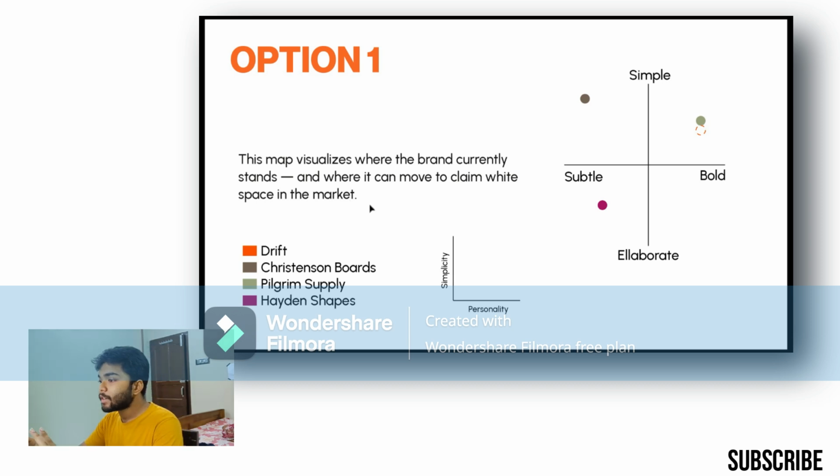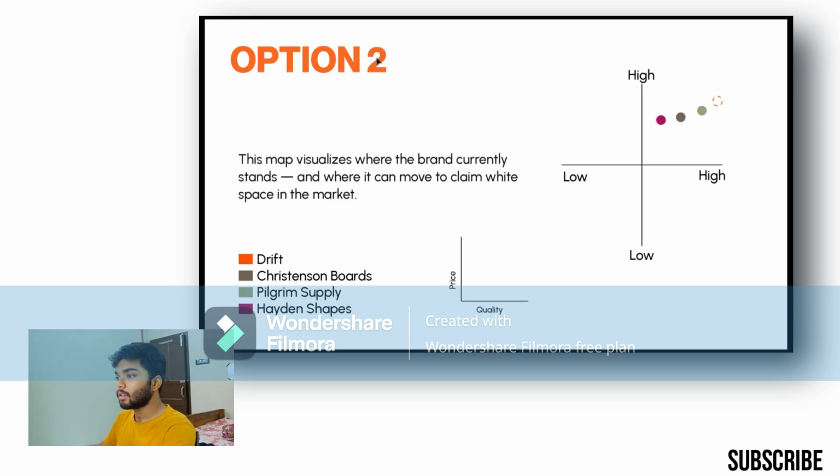So I have set two parameters for this option 1, that is personality and simplicity. For personality, I have kept bold and subtle as the axis, and for simplicity, I have kept simple and elaborate. To stand out in the market, Drift should stand in this position, in the simple yet bold.